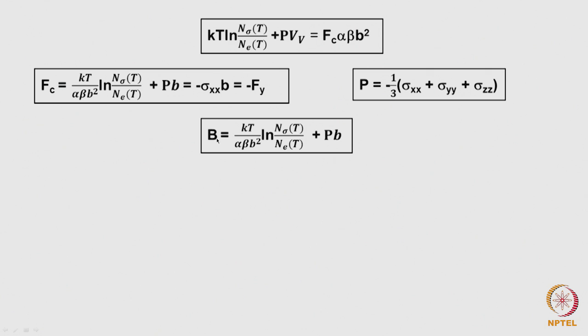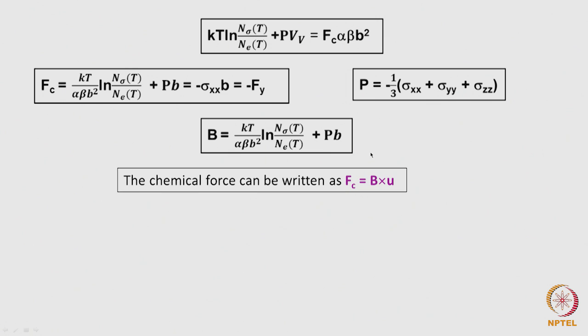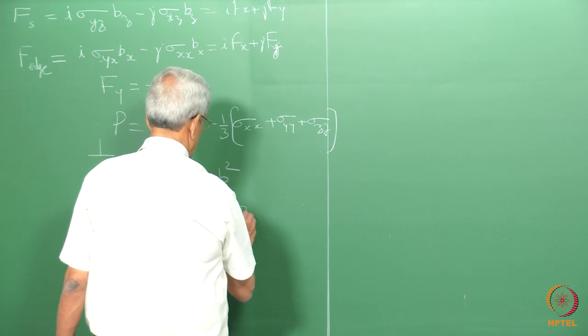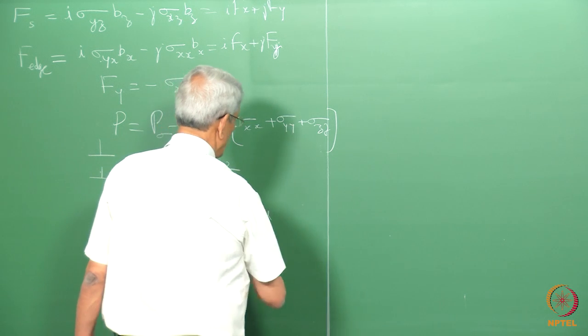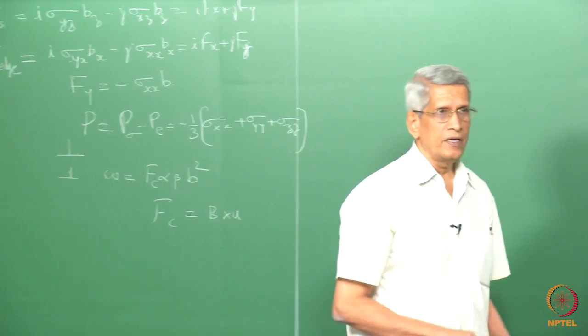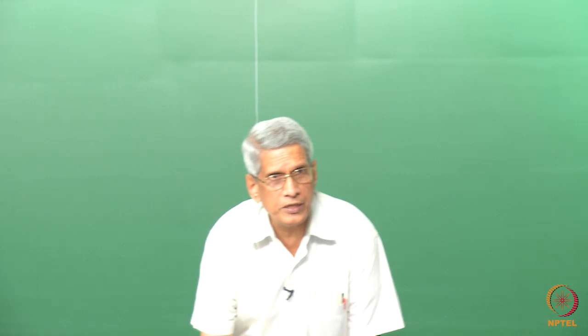So what I have written is that this force Fc, I just denote it by B, okay. It does not matter, one can use Fc also as the notation. This force is the chemical force. And what is the direction in which this force will be acting? This Fc equals B cross U, where U is the line direction of the dislocation. Perpendicular to it, it will be acting.